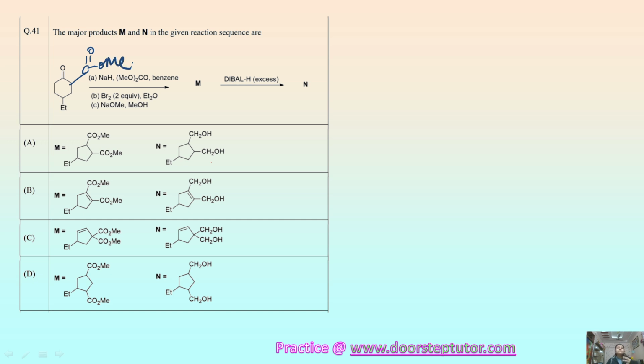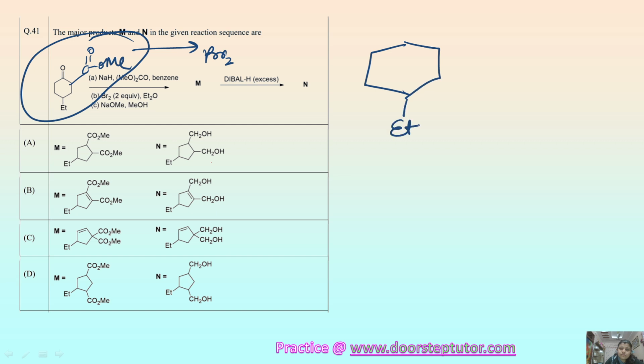So this is the A reaction. Basically this A reaction gives us this product, and in this product we are going to add the Br2. In this particular Br2 reaction, we are going to get the Br on two sides, one on this side and another on this side. Okay, so in this particular reaction, NaOMe in the presence of MeOH.